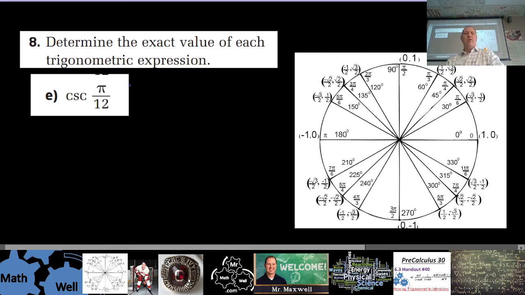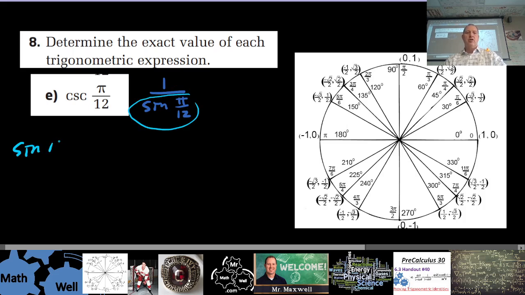So there's a few things going on here, I guess. We don't have identities for the reciprocal functions, do we? But we do know that cosecant is actually 1 over sine. So this is 1 over sine of pi over 12, right? So what we're going to do is work on the sine of pi over 12.